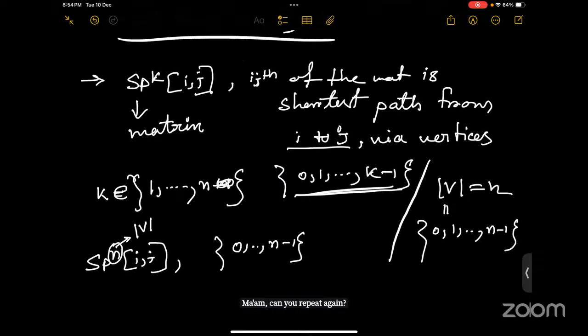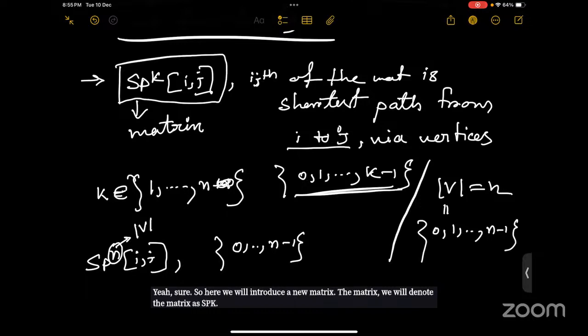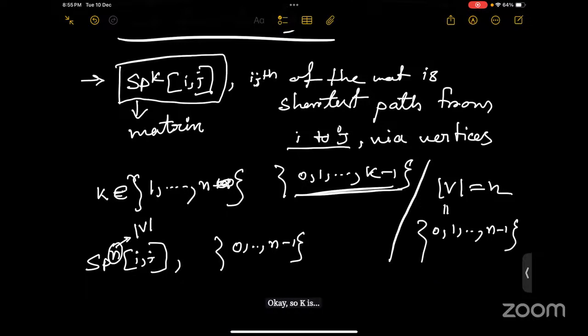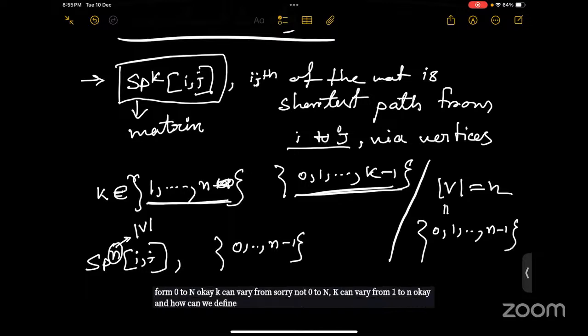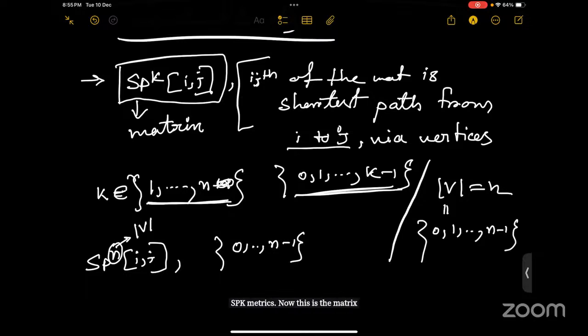Yeah, sure. So here we will introduce a new matrix. We will denote the matrix as SPK. K is the number of vertices, which can vary from, sorry, not 0 to n, K can vary from 1 to n. And how can we define the SPK matrix? This is the matrix for which the ijth entry will be the shortest path from the vertex i to the vertex j via the vertices 0 to k minus 1. Okay, this is the definition.